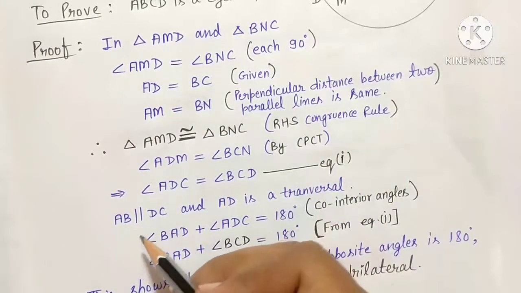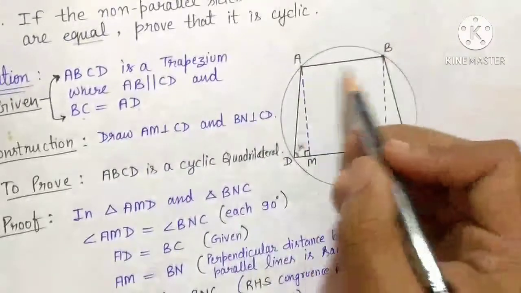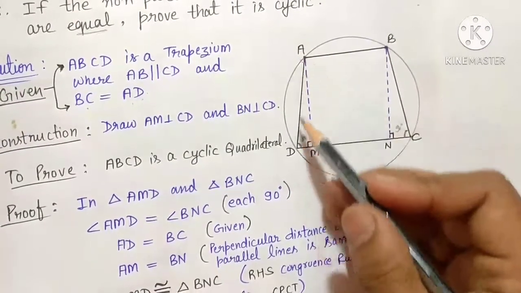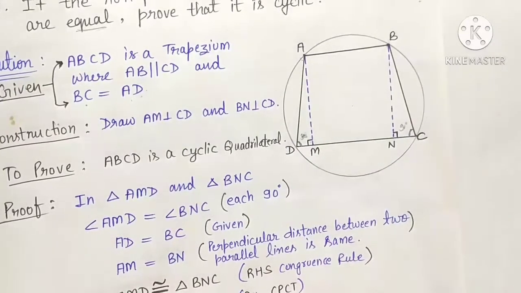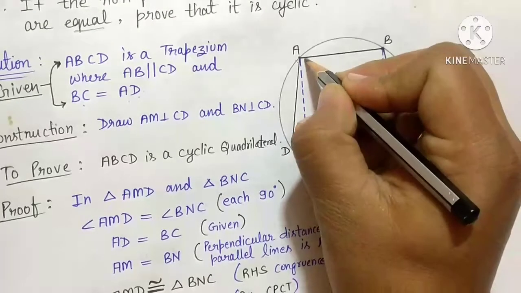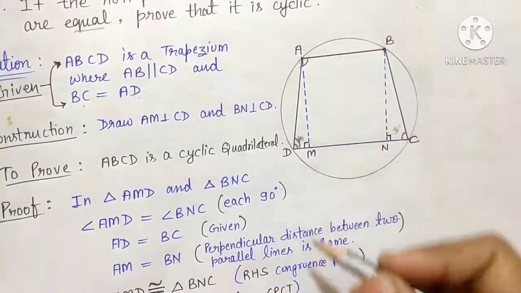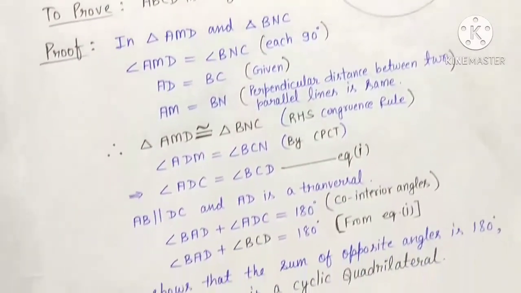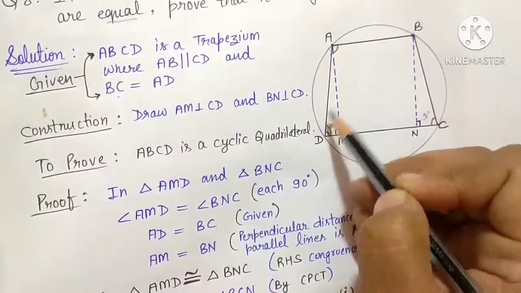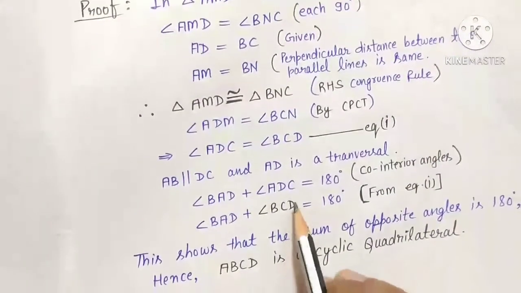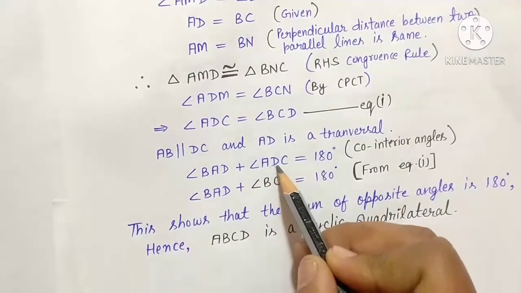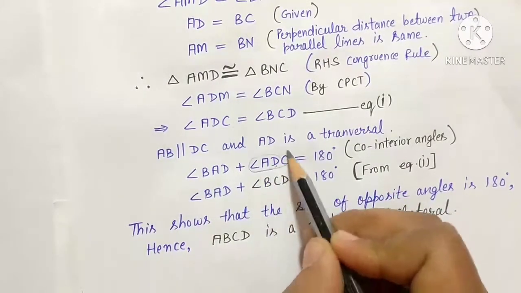Now just check. We have seen that AB is parallel to DC, and AD is working as a transversal. Maybe you remember the co-interior angles, corresponding angles, and alternate interior angles. Right now we have to pay attention to this and this angle. These are co-interior angles, and we know that the sum of co-interior angles is 180 degrees. So angle BAD plus angle ADC is 180 degrees. But we said that angle ADC equals BCD, so in place of ADC I can write BCD.